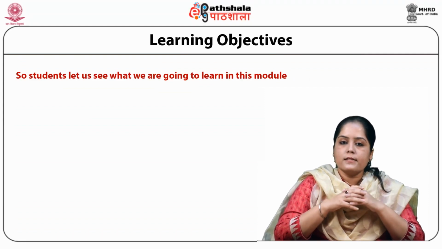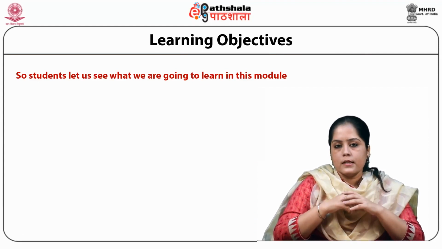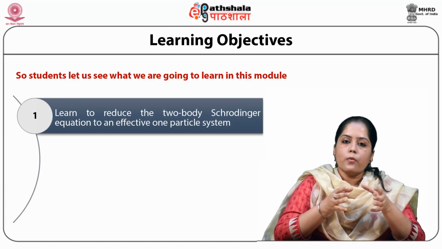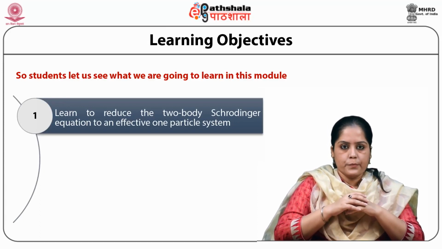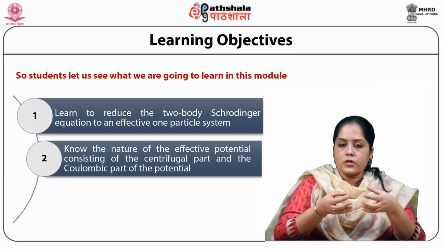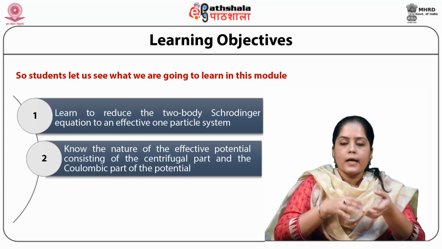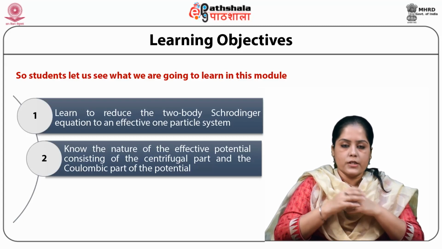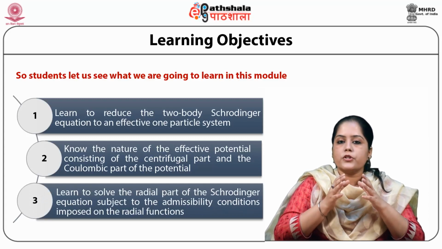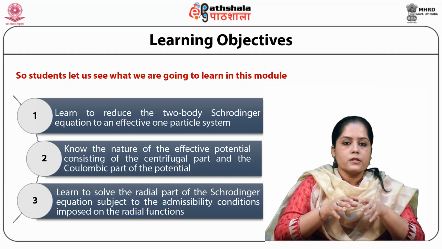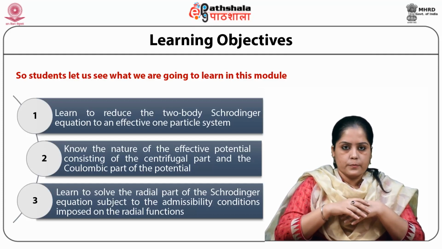So students, let us see what we are going to learn in this module. First, we learn to reduce the two-body Schrodinger equation to an effective one-particle system. Second, we will know the nature of the effective potential consisting of the centrifugal part and the Coulombic part of the potential. We will also learn to solve the radial part of the Schrodinger equation subject to the admissibility conditions imposed on the radial functions.